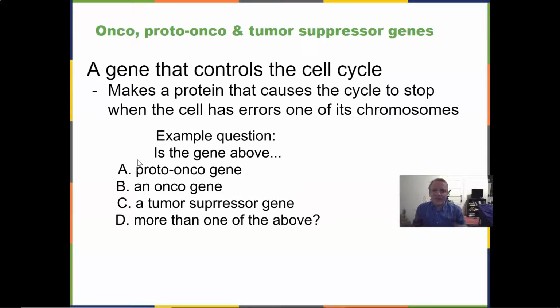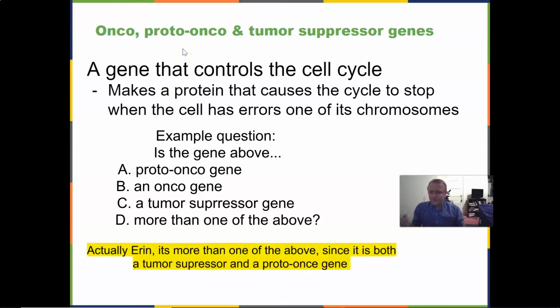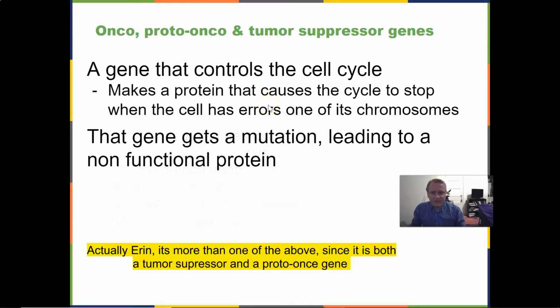Let's imagine you have a gene that controls the cell cycle. And this particular gene makes a protein, because hopefully you remember that DNA all codes for protein. But this particular gene makes a protein that causes the cell cycle to stop when the cell has an error on one of its chromosomes. Which of these three would you call this? I would call this a proto-oncogene because you mutate it and suddenly you no longer have this protein that is able to stop the cell cycle.